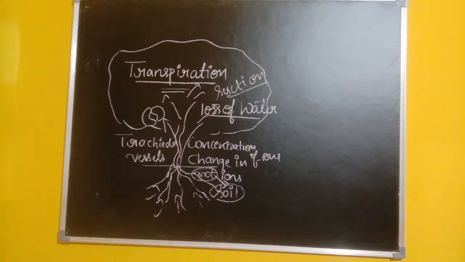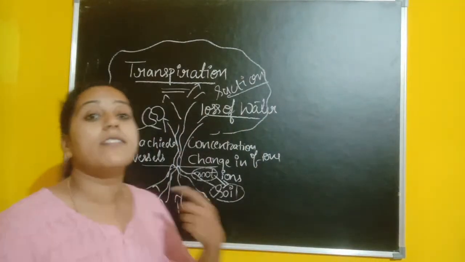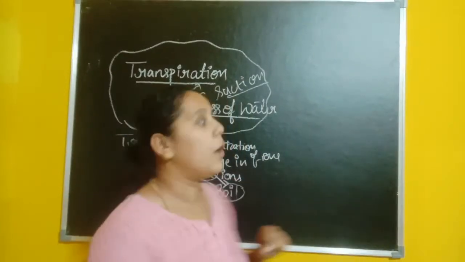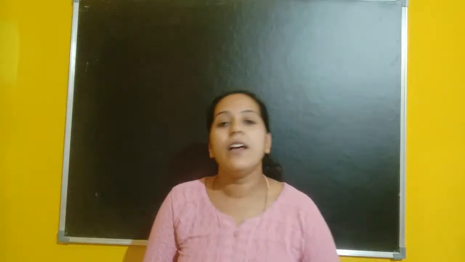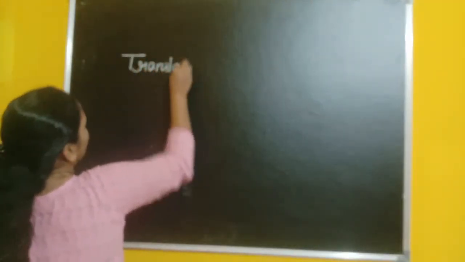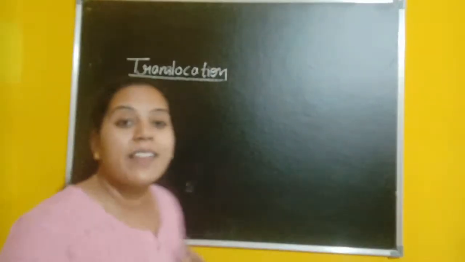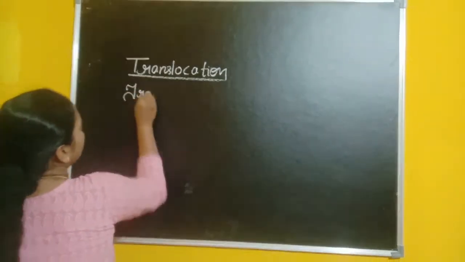Okay. See, let me now explain what is meant by transportation. That is, what is meant by translocation. We say translocation, transpiration, translocation, under transportation. So let me now take up this part and explain how translocation takes place inside the plant body. So we are now dealing with translocation. See, what is meant by translocation?